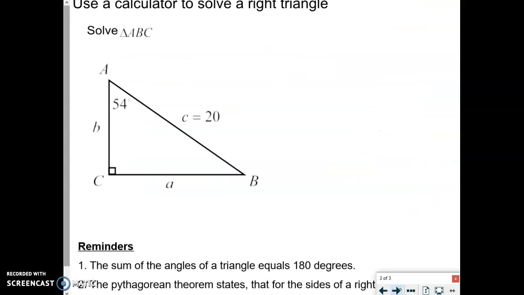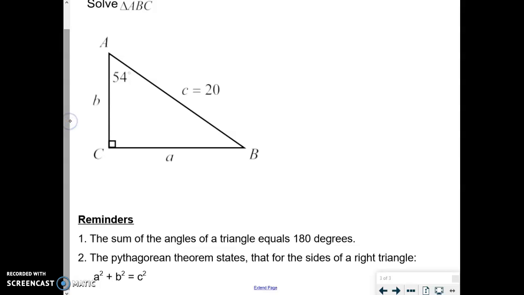The last thing that I'm going to ask you to do here in our lesson for today is to solve our triangle. Now, to solve a triangle, you simply have to find all of the angle measures, and on top of that, you have to find all the side measures. That's what we mean by solving a right triangle.